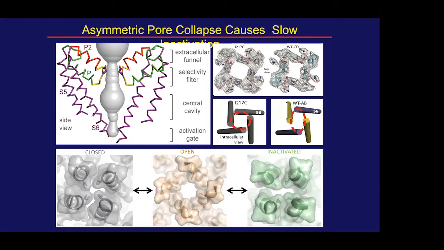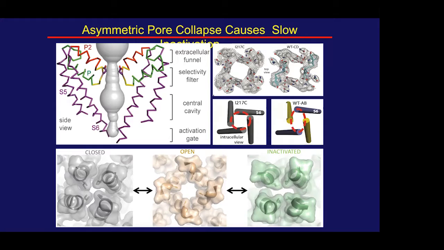Sorry, we've messed up the label here. A little Mac to Mac translation problem. Slow inactivation happens through an asymmetric collapse of the pore. And I've taken two sections through the pore here to show you how it works. So here at the selectivity filter, which used to be square, in the inactivated state, it's more like a rectangle or a parallelogram, and this is poorly conductive. It doesn't fit the hydrated sodium ion very well.